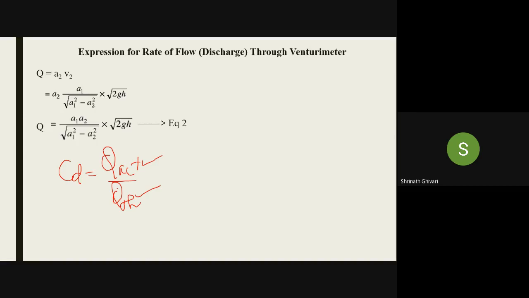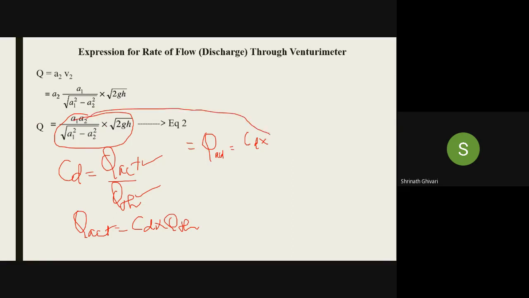Therefore, how do we find the expression for Q actual? Actual discharge will be equal to Cd into Q theoretical. So what will the new expression be? Q actual equals Cd into whatever this complete expression is. Okay, so we'll see now.